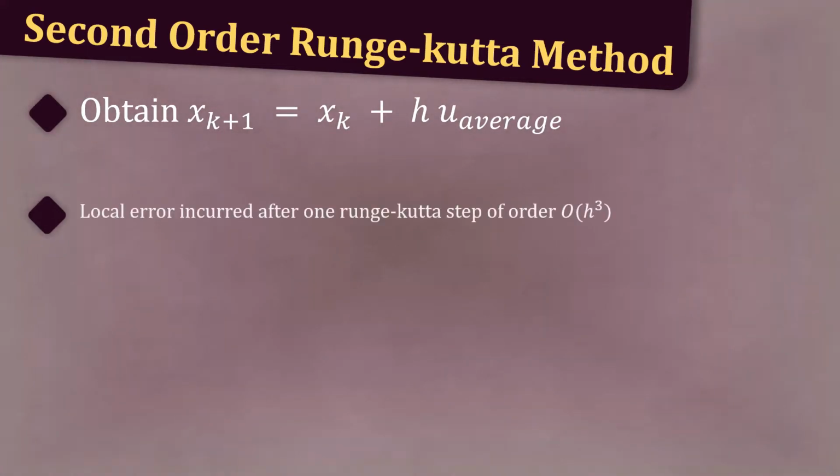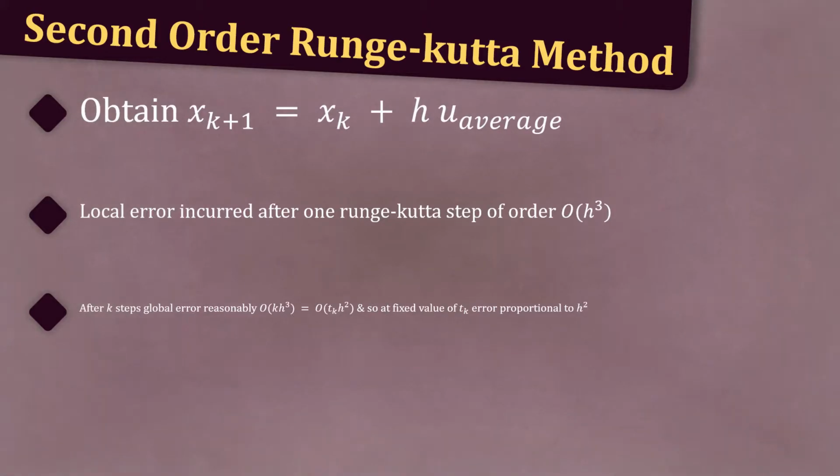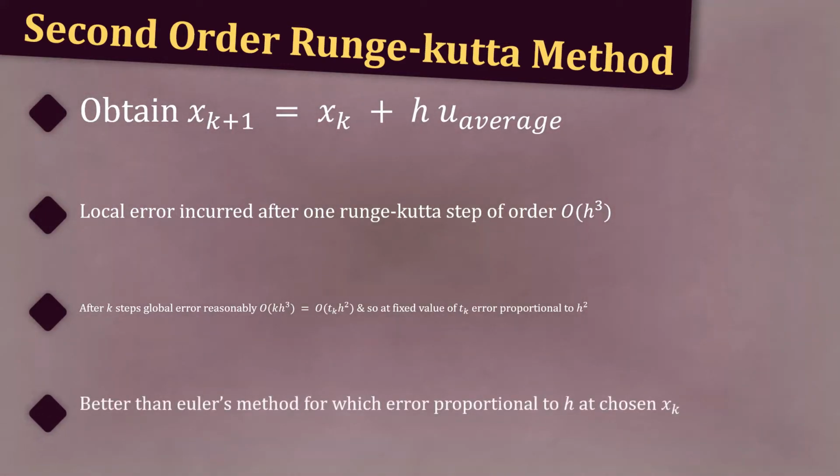The local error incurred after one Runge-Kutta step is of the order O of h cubed. So, after k steps, the global error should be reasonably O of kh cubed, which is equal to O of tk h squared, and so, at a fixed value of tk, the error is proportional to h squared. This is better than Euler's method, for which the error is proportional to h at a chosen xk.